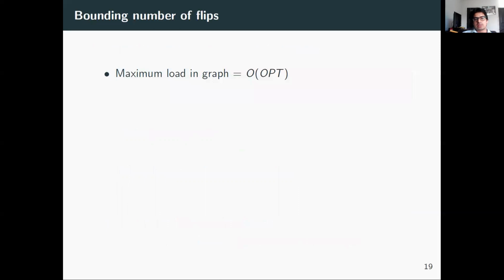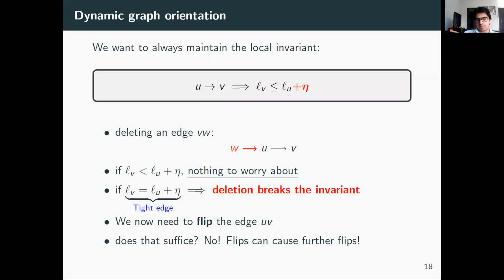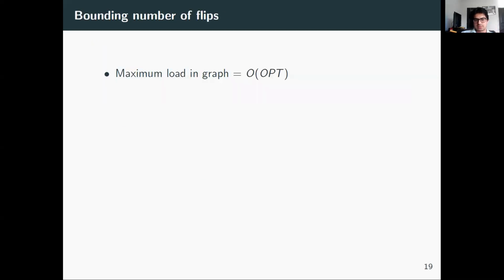And we show that there are not going to be that many flips, right? So the maximum load in a graph is always around the optimum. If we maintain our solution, then we know that we are within 1 minus epsilon or 1 plus epsilon of the optimum. And note that each tight edge actually is required to have this gap. It has to be equal. LV minus LU has to be eta, sorry, not epsilon.